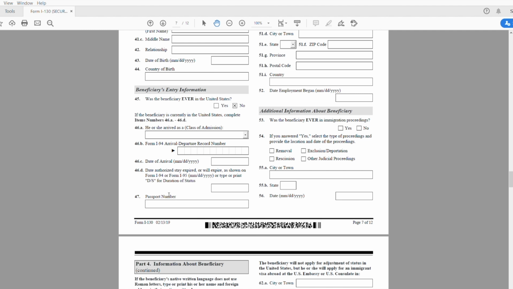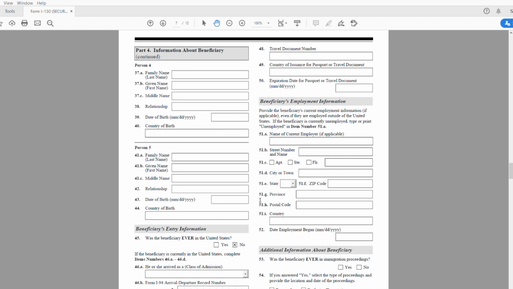Number 47, passport number. So again, you would enter the passport information here. Even though Pooja has never come to the US, she does have a passport number. We would just go ahead and enter that here. Number 48, travel document number. Since we already entered a passport number, she has no other travel document, so we will skip number 48. Country of issuance for passport is India.